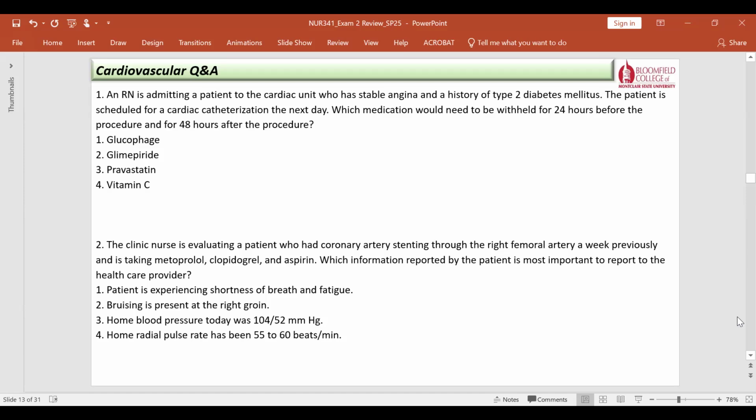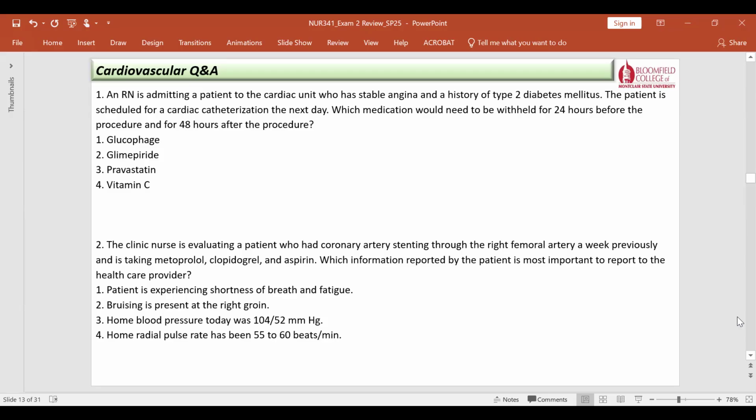So that's why we're going to hold it, because the patient's kidneys are going to handle and take care of the dye and contrast media. So one day, 24 hours, all day before that procedure, Glucophage is to be withheld 24 hours before and about 2 days after, 48 hours after cardiac catheterization.